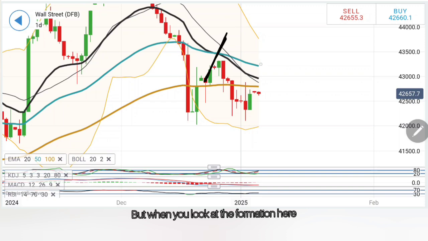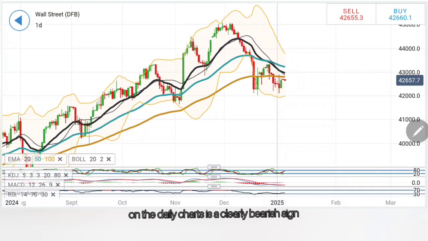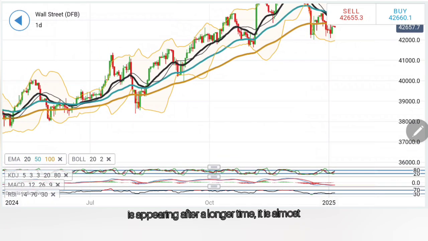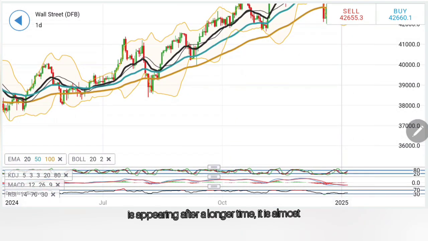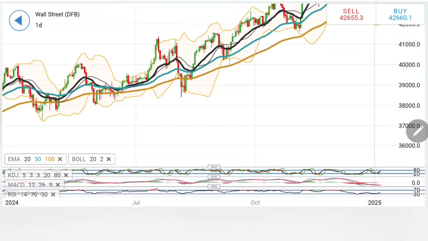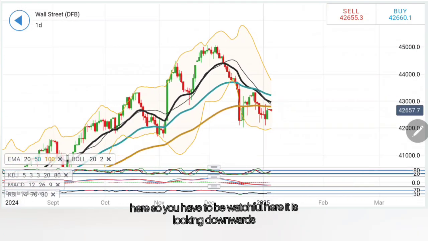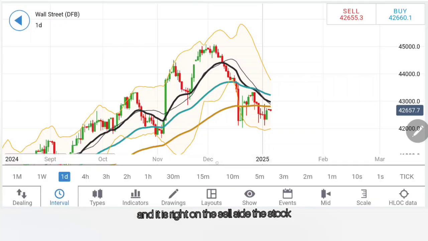But when you look at the formation here, the crossover on the moving averages on the daily charts is a clearly bearish sign, as this crossover with such a divergence is appearing after a longer time. It is almost 5 to 6 months we have seen such divergence here. So you have to be watchful here. It is looking downwards and it is right now on the sell side.